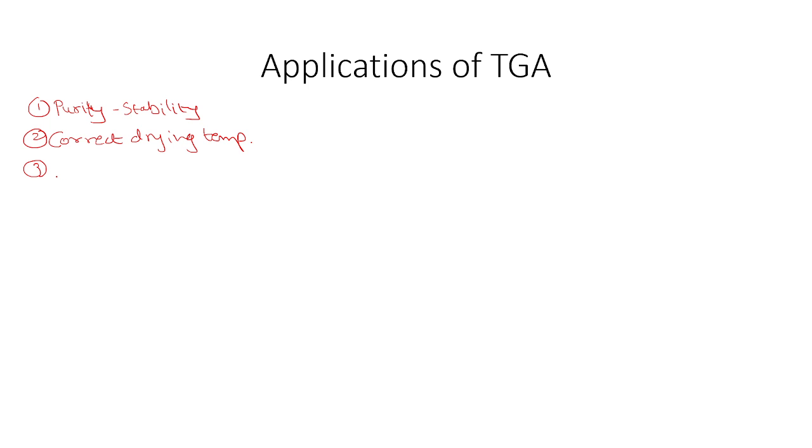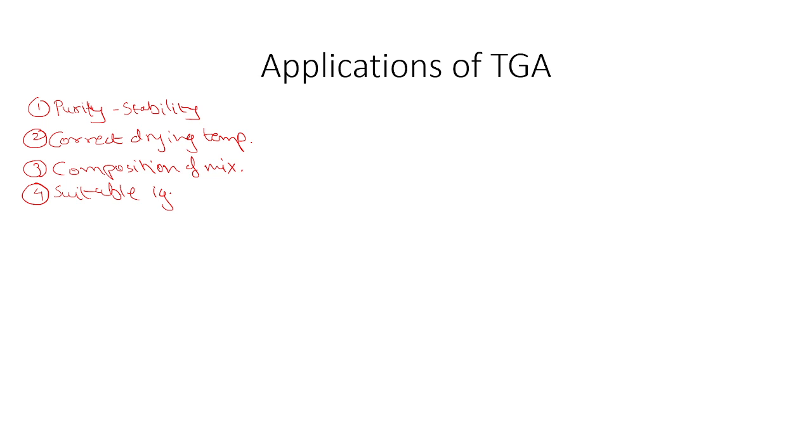Then next is determination of composition of complex mixture, means composition of a mixture can be done. I told you the example of sodium carbonate and sodium bicarbonate. That same experiment you performed at the FY level, so you go back and revise that experiment. That will tell you how you can find the composition of a mixture.